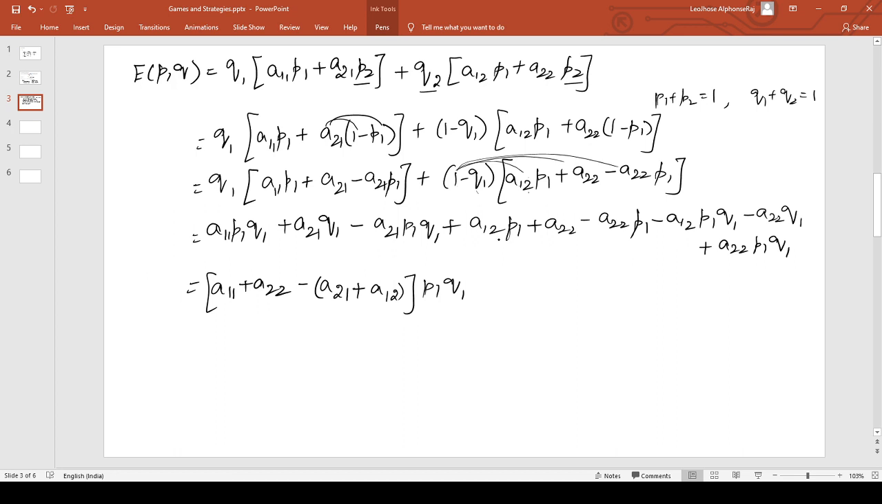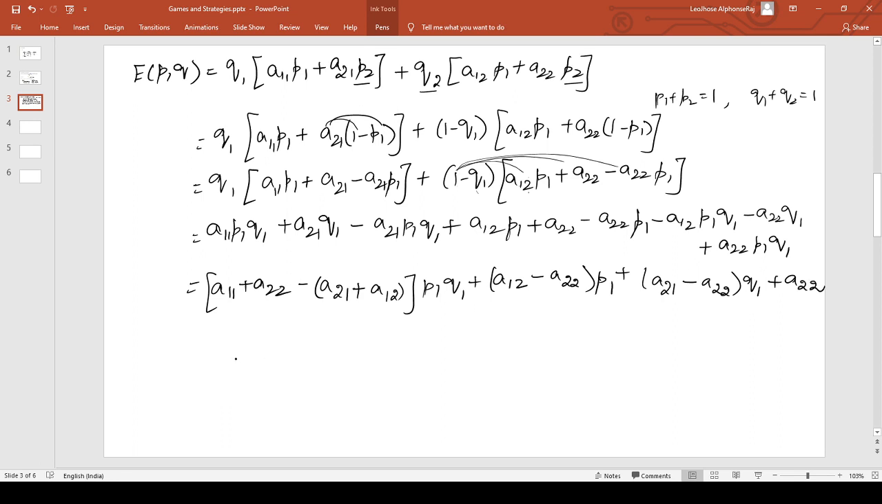Let us take all the P1 terms together. So plus A12 minus A22 into P1. Q1 terms: A21 minus A22 into Q1, and finally you will be left with A22. Here it is, plus A22.